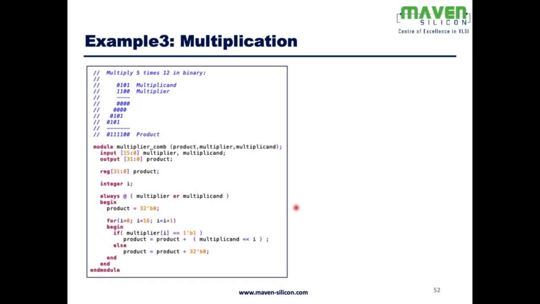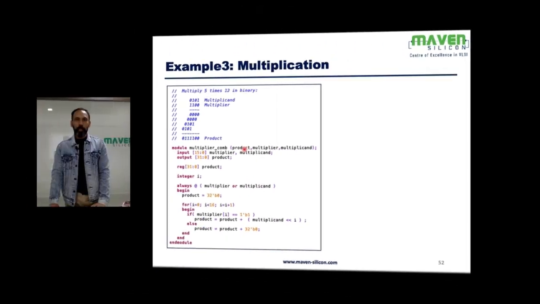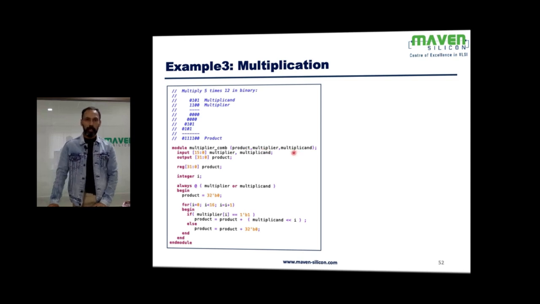How do we do this in Verilog? This is how basically we define the logic. We have the result product and there are operands multiplier and multiplicand. Let's say multiplier and multiplicand are 16 bits and the product is going to be 32 bits. And this is how we define the logic.